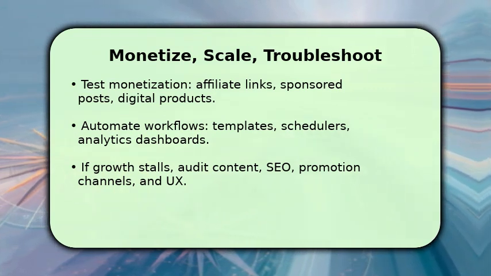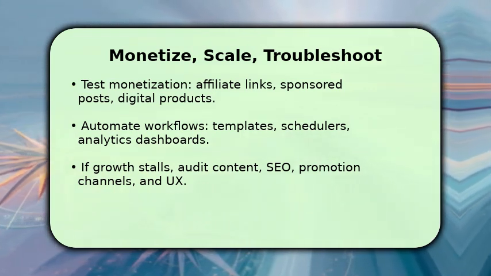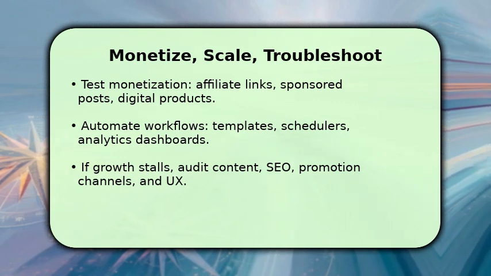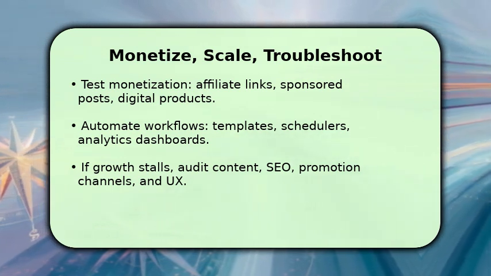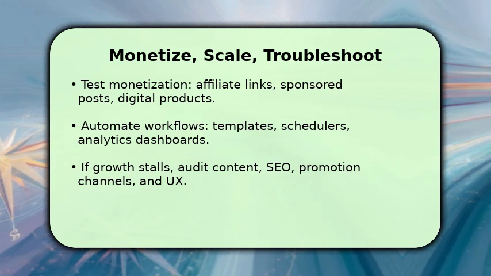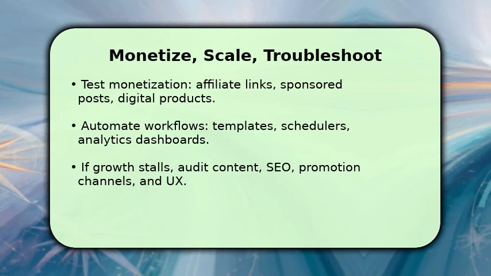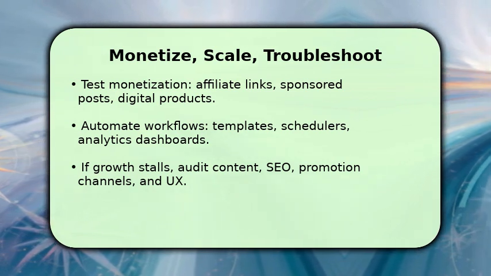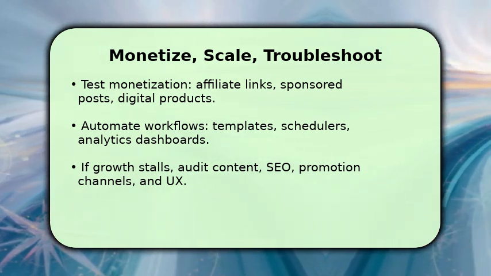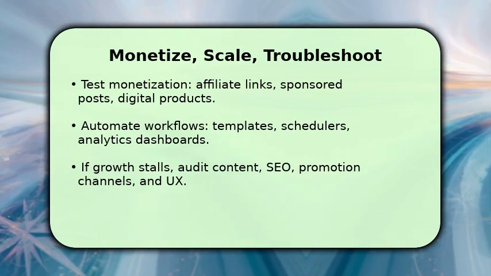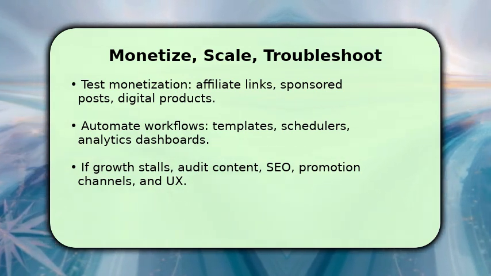Then scale by automating workflows, templates, social schedulers, and a simple analytics dashboard so you can focus on strategy instead of busy work. If growth stalls, run a quick audit of top posts, keyword performance, and promotion channels to find leaks. 1 key troubleshooting tip: if traffic drops, revert recent changes and compare analytics to.